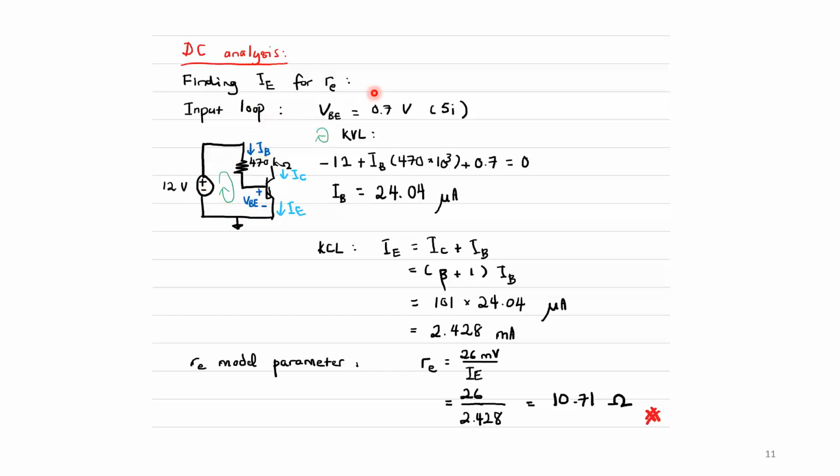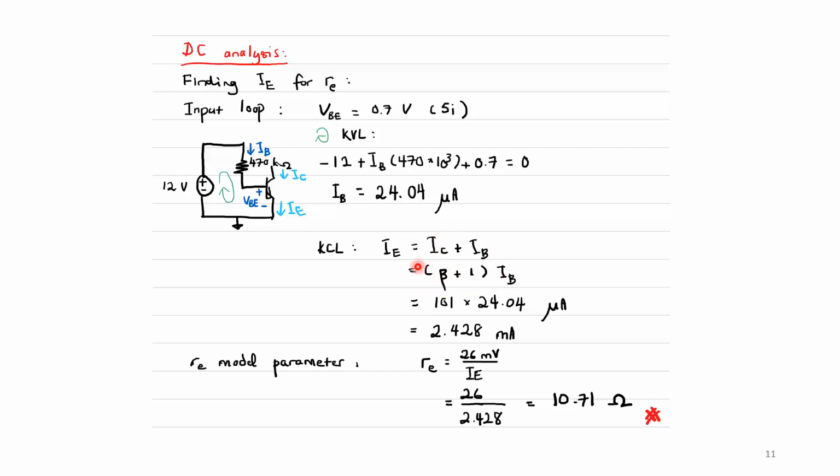I know that VBE is going to be 0.7 volts as an estimate for a silicon PN junction between base and emitter. So when I do KVL, I get negative 12 plus IB times 470 kilo ohms plus VBE, which is 0.7, equals 0. That gives me IB equals 24.04 microamps. And then KCL. You may already be familiar with this: IE equals IC plus IB, which becomes IE equals beta plus 1 times IB. It's the same thing here.